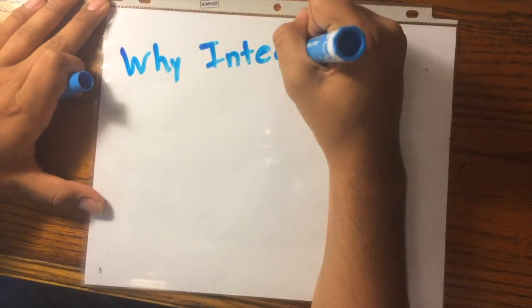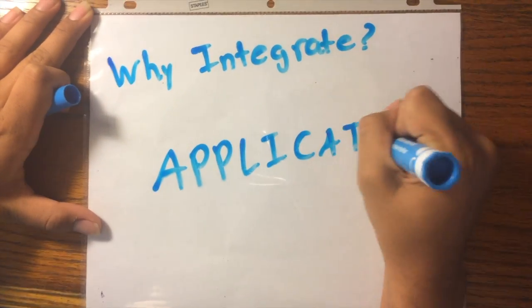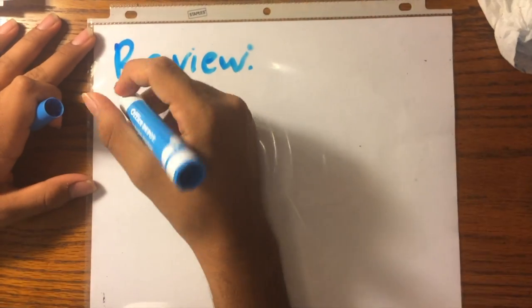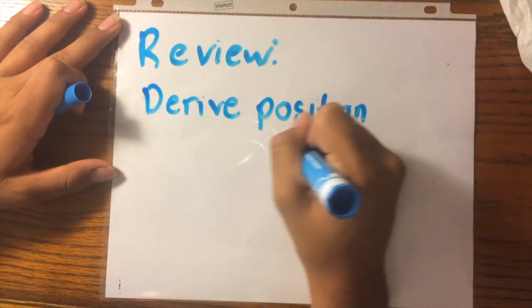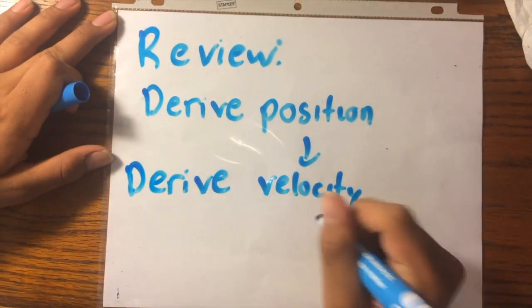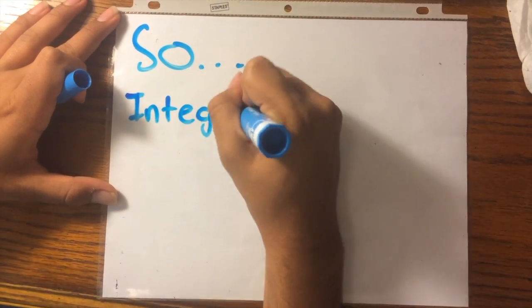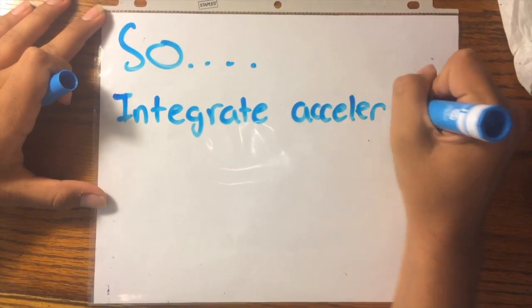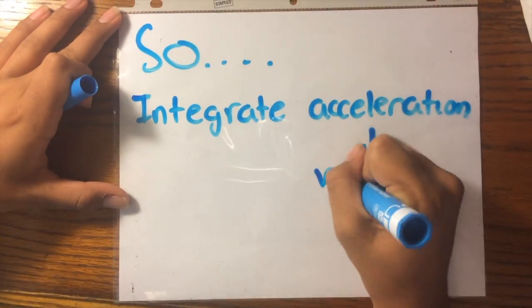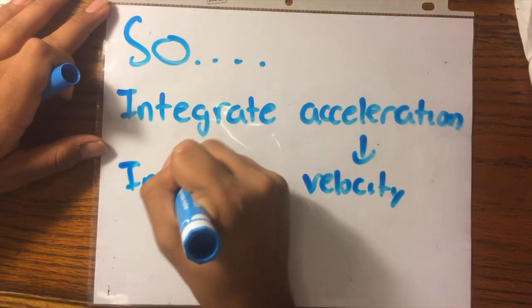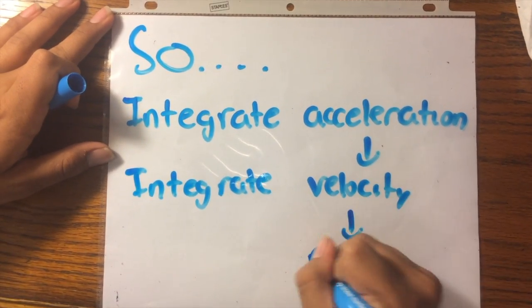But Ms. Kardakli, what's the point of integration? Well, let's see some applications. So in review, if you take the derivative of position, you get velocity. And if you take the derivative of velocity, you get acceleration. So in opposite, if you integrate the acceleration, you get velocity. And if you integrate the velocity, you get position. And these problems often come out in AP problems.